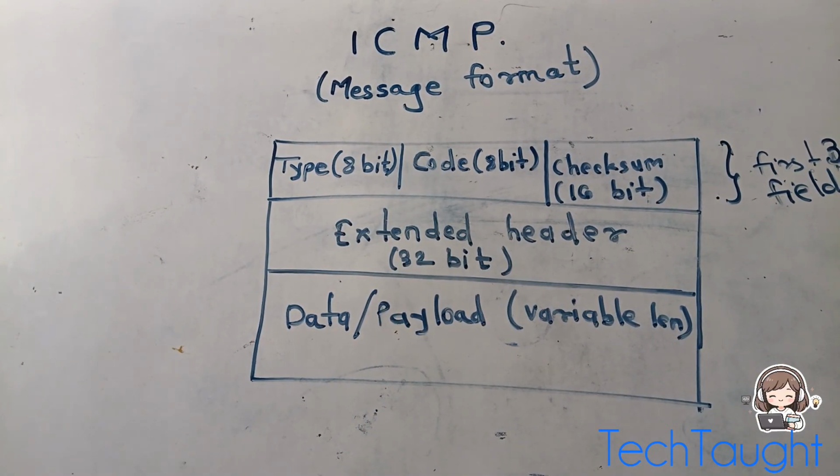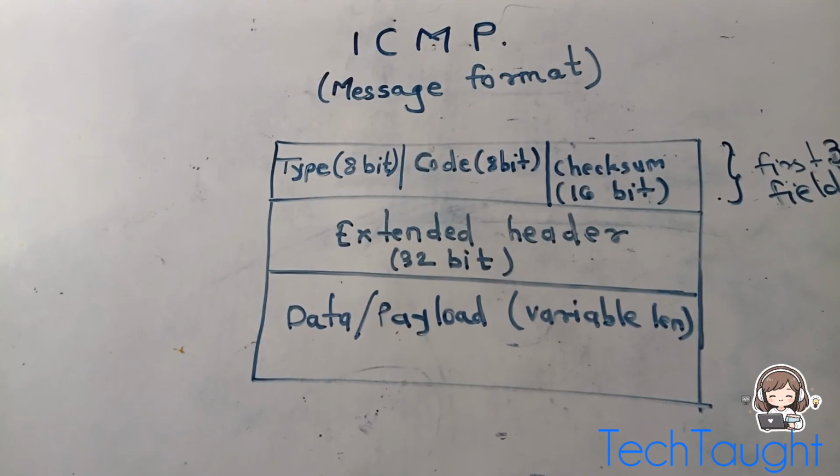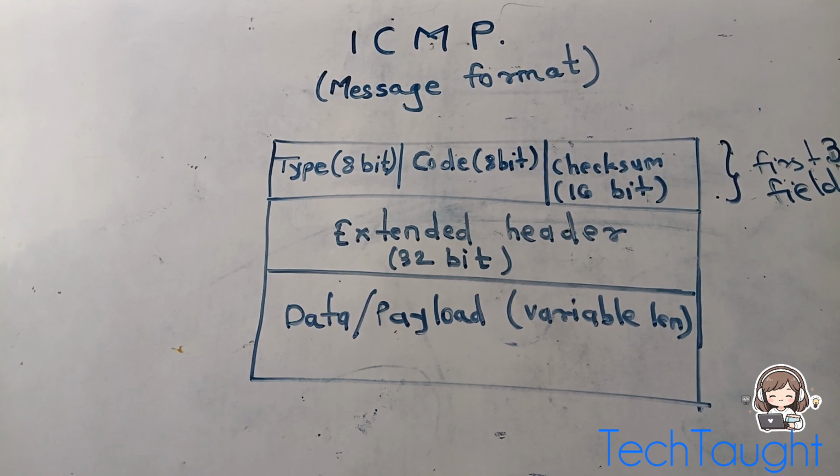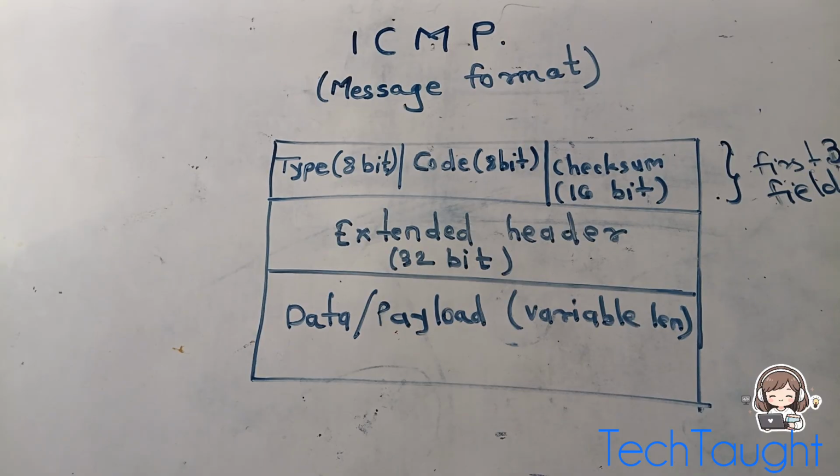Some common messages are type 0, which means echo reply, type 3, destination unreachable, and type 5, redirect message. What the echo reply, destination unreachable or redirect message do, we have seen in our earlier videos. If you don't know about it, you should watch the video on the types of ICMP messages.